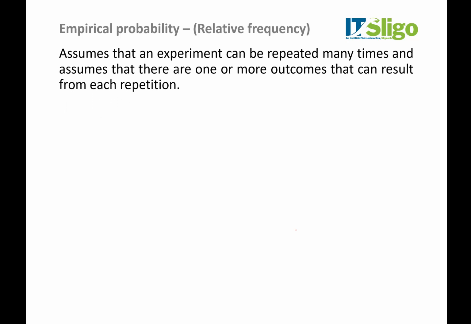Now we look at empirical probability. This is more about doing an experiment again and again. It assumes an experiment can be repeated many times. When we say experiment in terms of probability, we're talking about something like tossing a coin, drawing a card from a deck, rolling a dice. Those are experiments, not your natural scientific experiment.